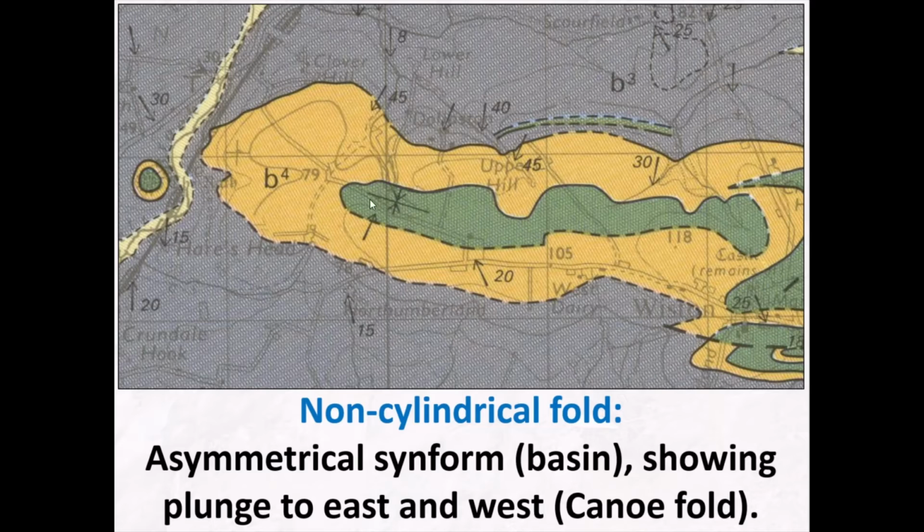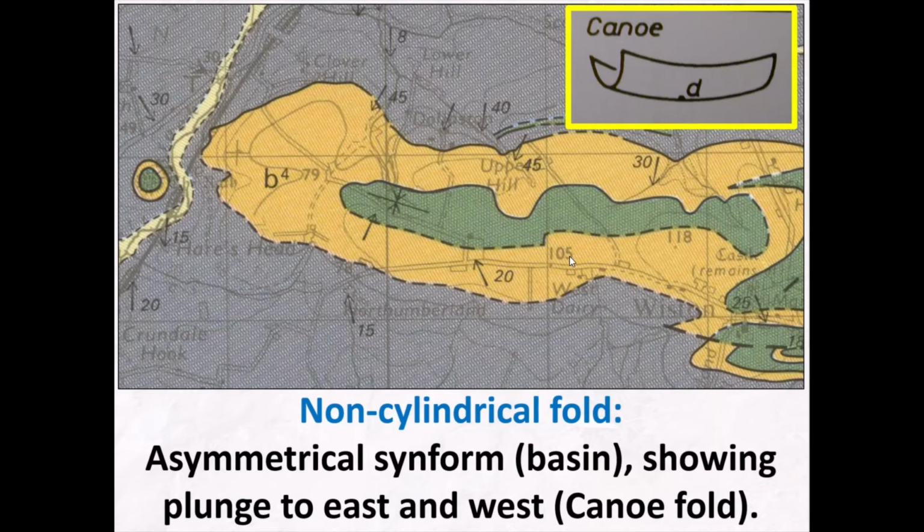axis plotted on our map, and you can see that at either end of the fold our outcrops are closing. We've got a closure here in this green unit, and if we were to follow it along, it closes here again. And this is very characteristic of non-cylindrical folds. So here's another example of a canoe-shaped fold.